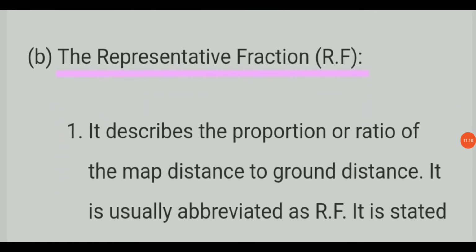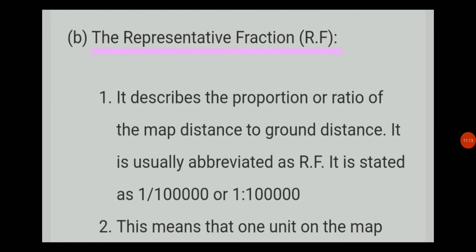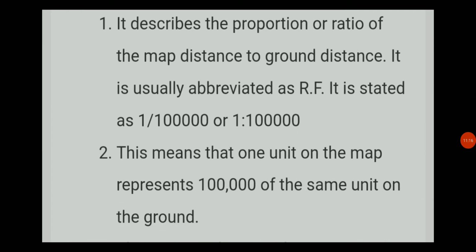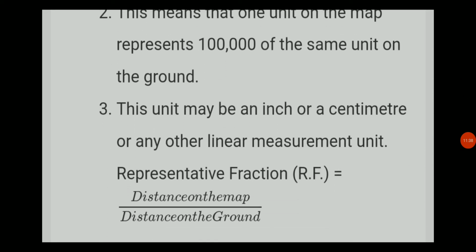Whereas representative fraction, that is RF, first point, it describes the proportion or the ratio of map distance to the ground distance. Proportion or ratio. It is usually abbreviated as RF and it is stated as 1 divided by 1 lakh or 1:1 lakh. Second point, this means that 1 unit on the map represents 1 lakh of the same unit on the ground. Third point, this unit may be an inch or a centimeter or any other linear measurement unit. The formula for representative fraction, that is RF, is equal to distance on the map divided by distance on the ground.